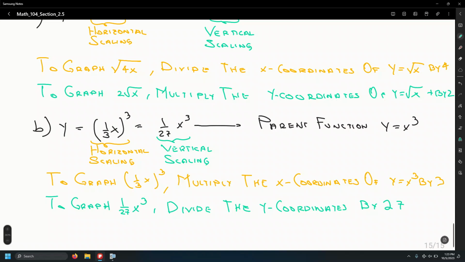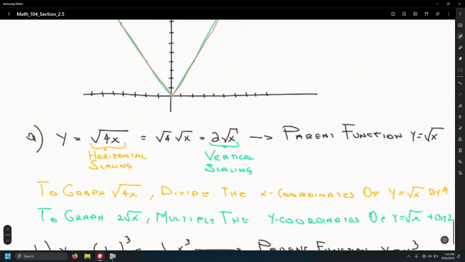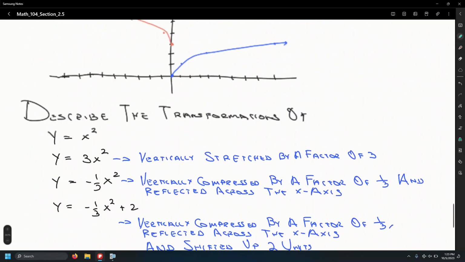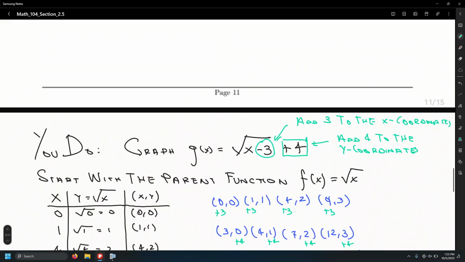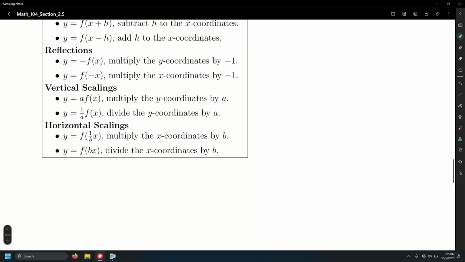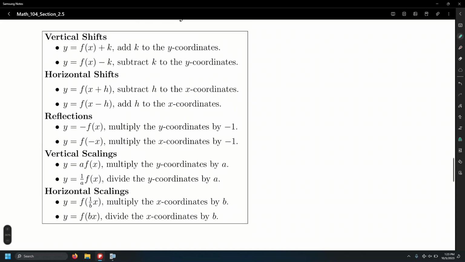All right, and with this we finish the first part of the section. The next part will be applications of more than one transformation at a time. However, before doing that, I want you guys to see the very last page of that handout. This last page has all the information you need to know. It's essentially the summary.